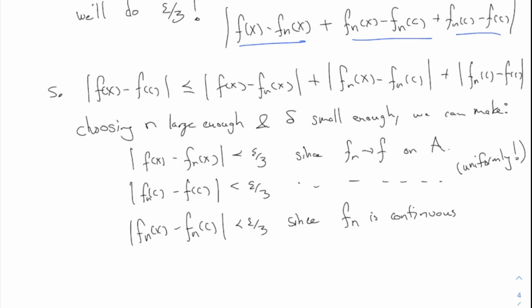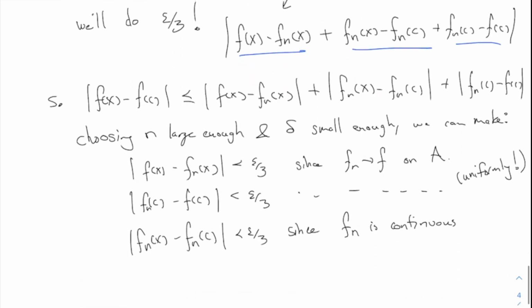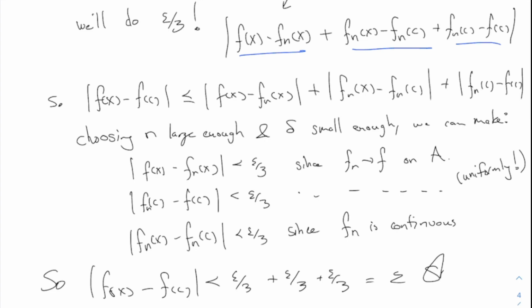All right, those are the three little pieces. And then put it all together. The absolute value of f of x minus f of c is less than or equal to, well, it's really straight up less than, epsilon over 3 plus epsilon over 3 plus epsilon over 3. All right. That's it.